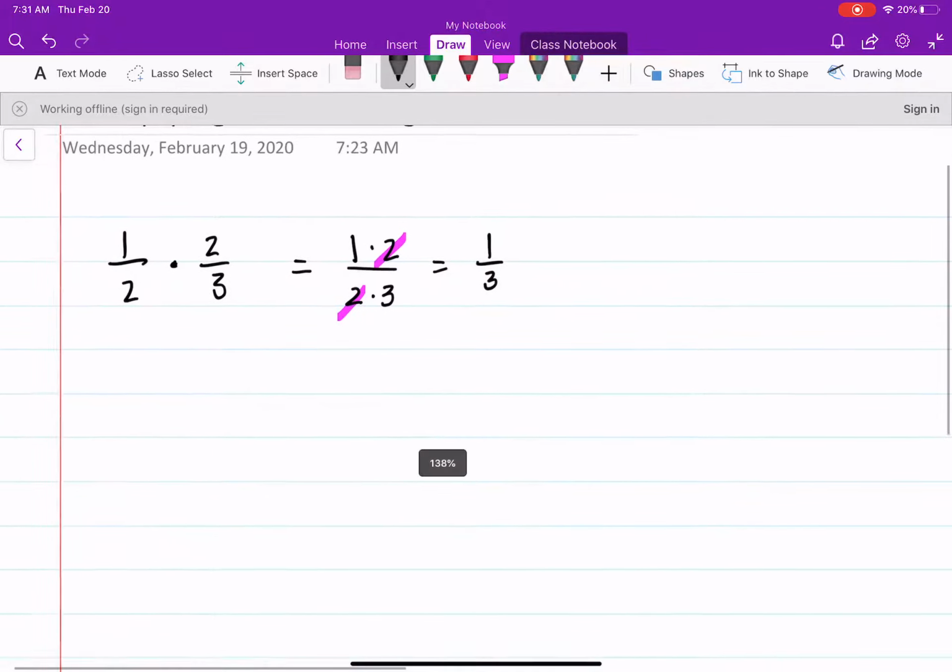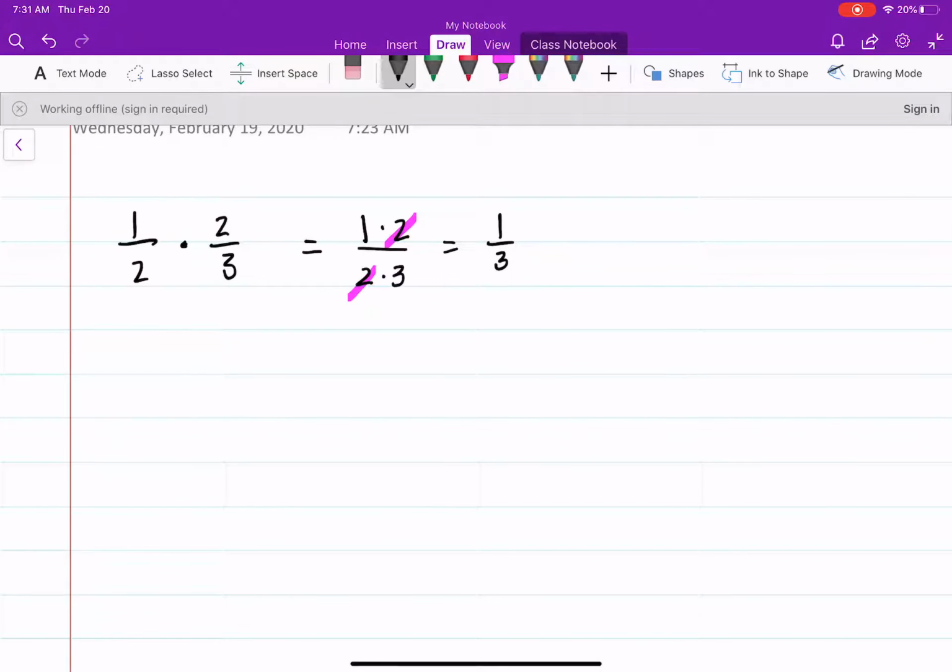Okay. And when I talked about reducing, let's say I had 1/4 times 2/3. Same thing, I get 1 times 2 over 4 times 3. So 2 goes into 2 once and goes into 4 twice. Therefore, this is going to be 1 times 1 over 2 times 3.